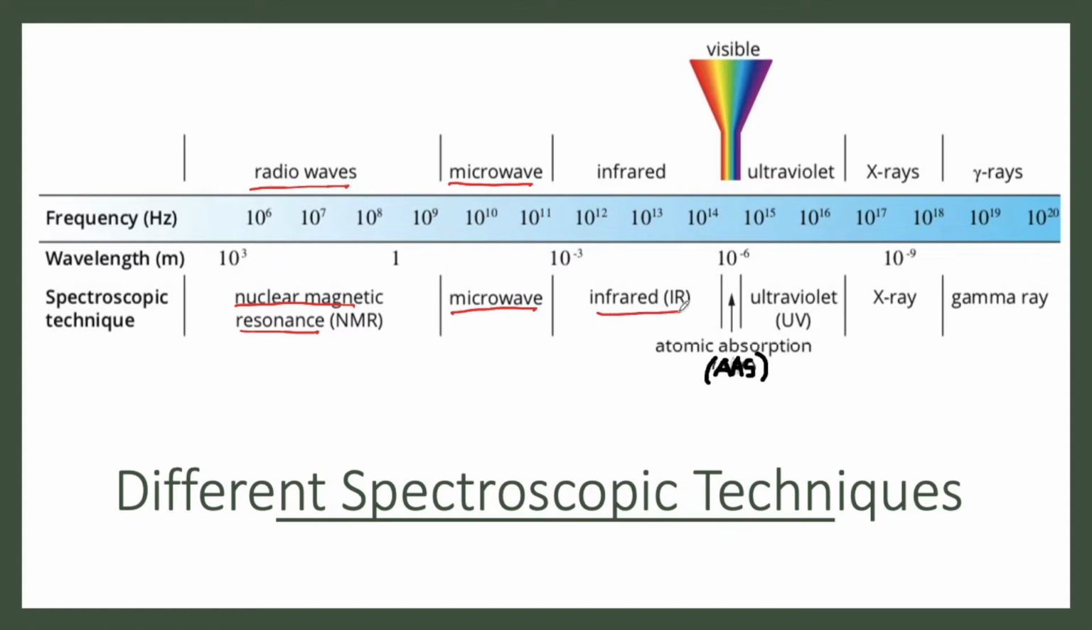Infrared spectroscopy makes use of infrared radiations. Ultraviolet or UV spectroscopy makes use of ultraviolet radiations. X-ray spectroscopy makes use of X-rays. Gamma ray spectroscopy makes use of gamma rays. So you must have noticed that all these different spectroscopic techniques are named after the electromagnetic radiation which is made to interact with the sample.